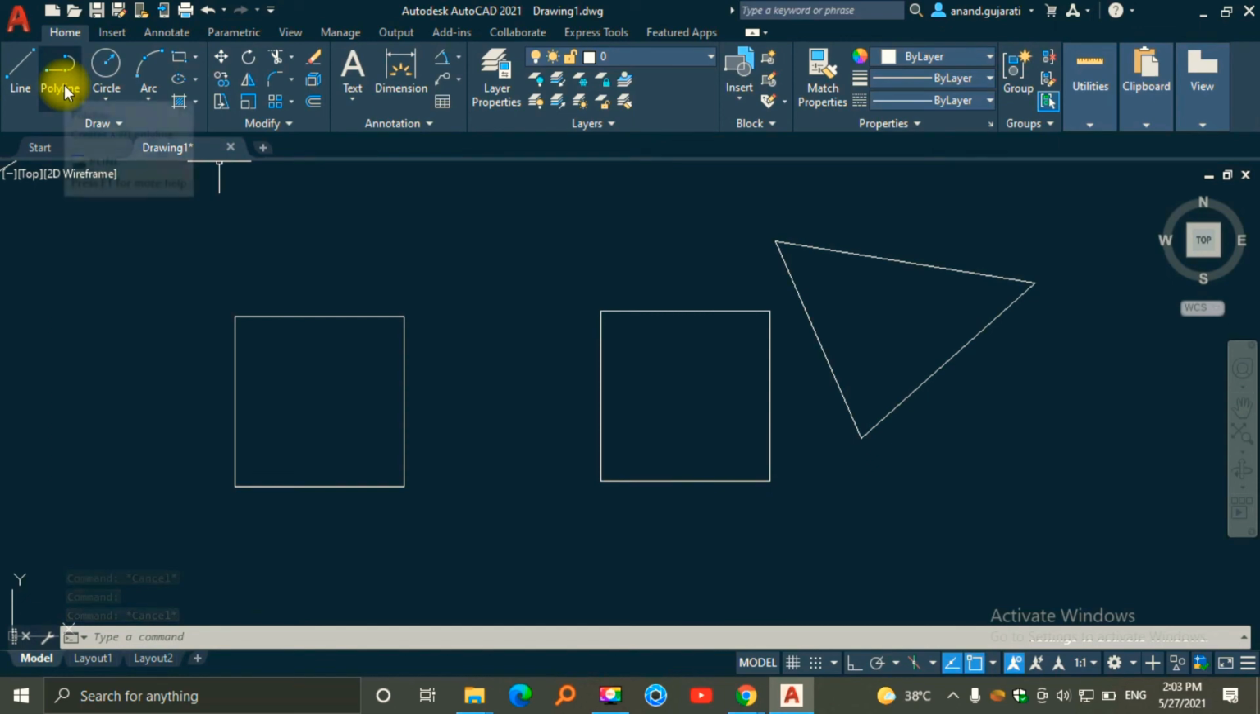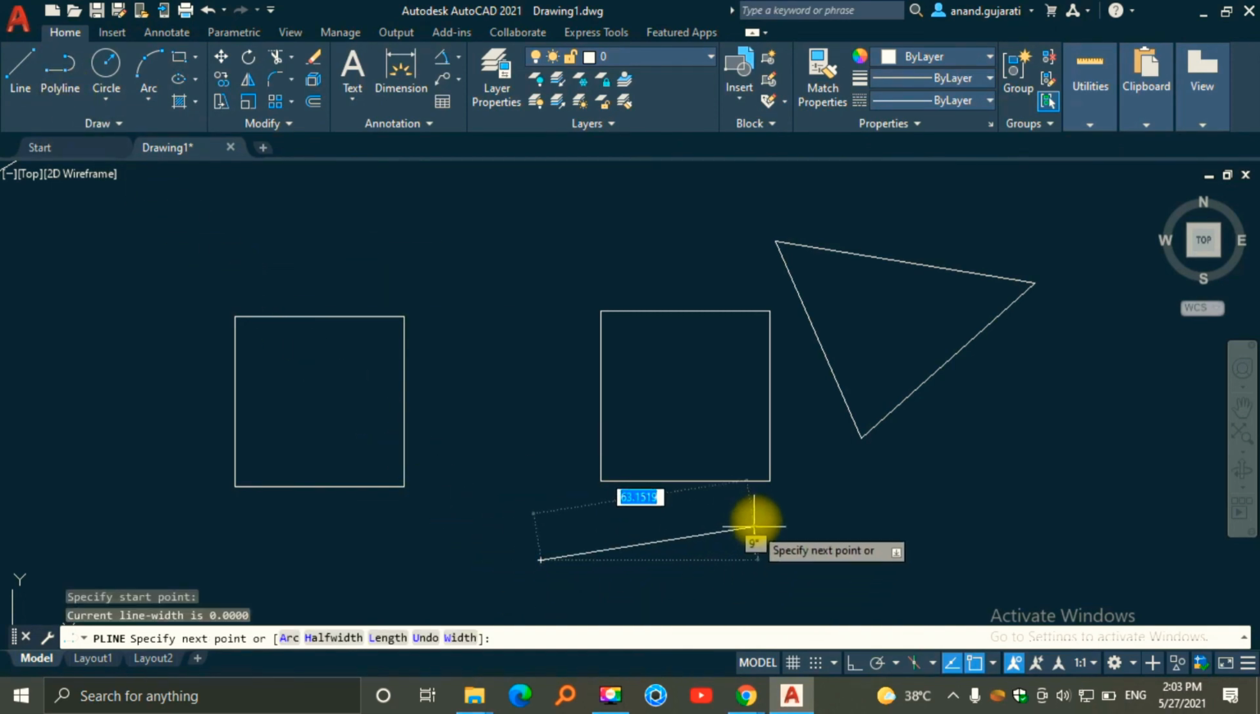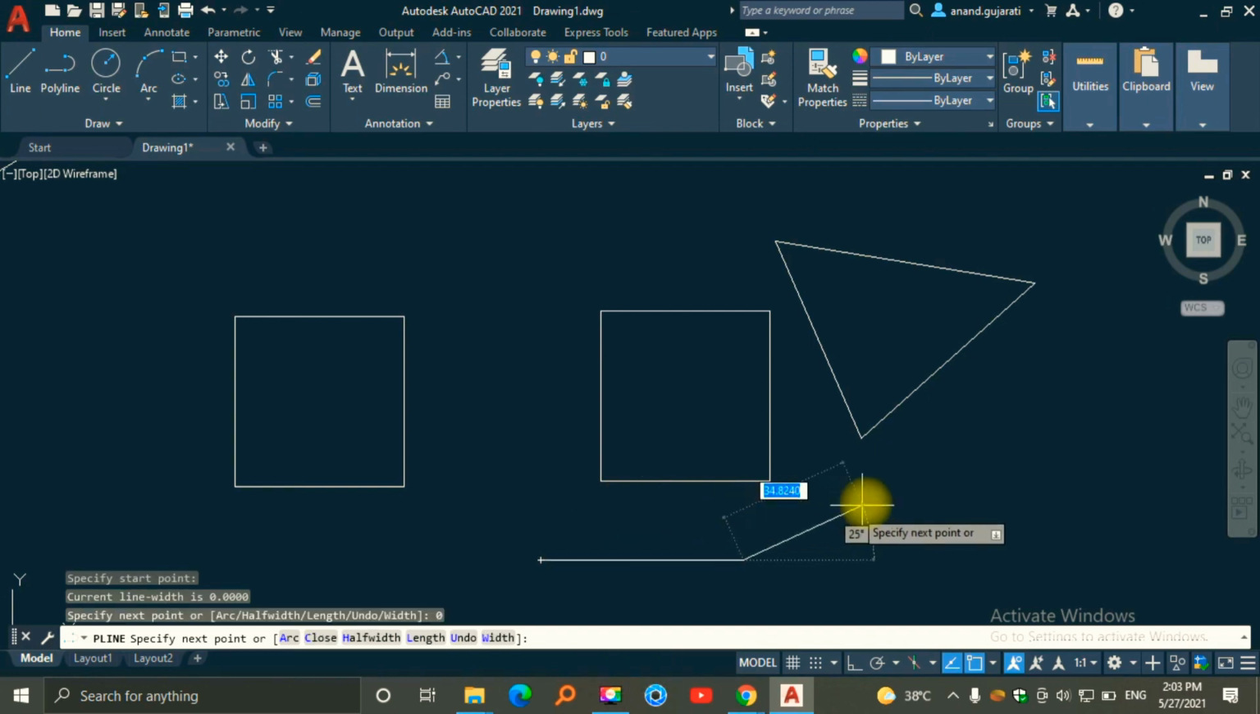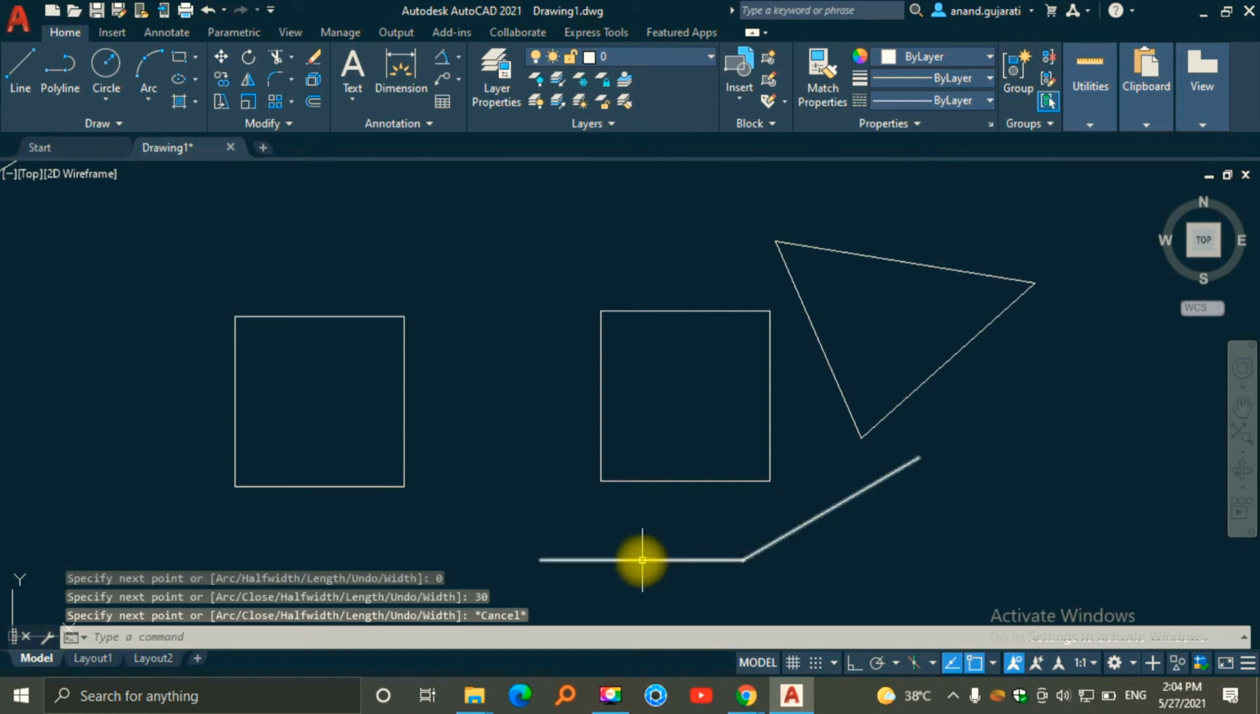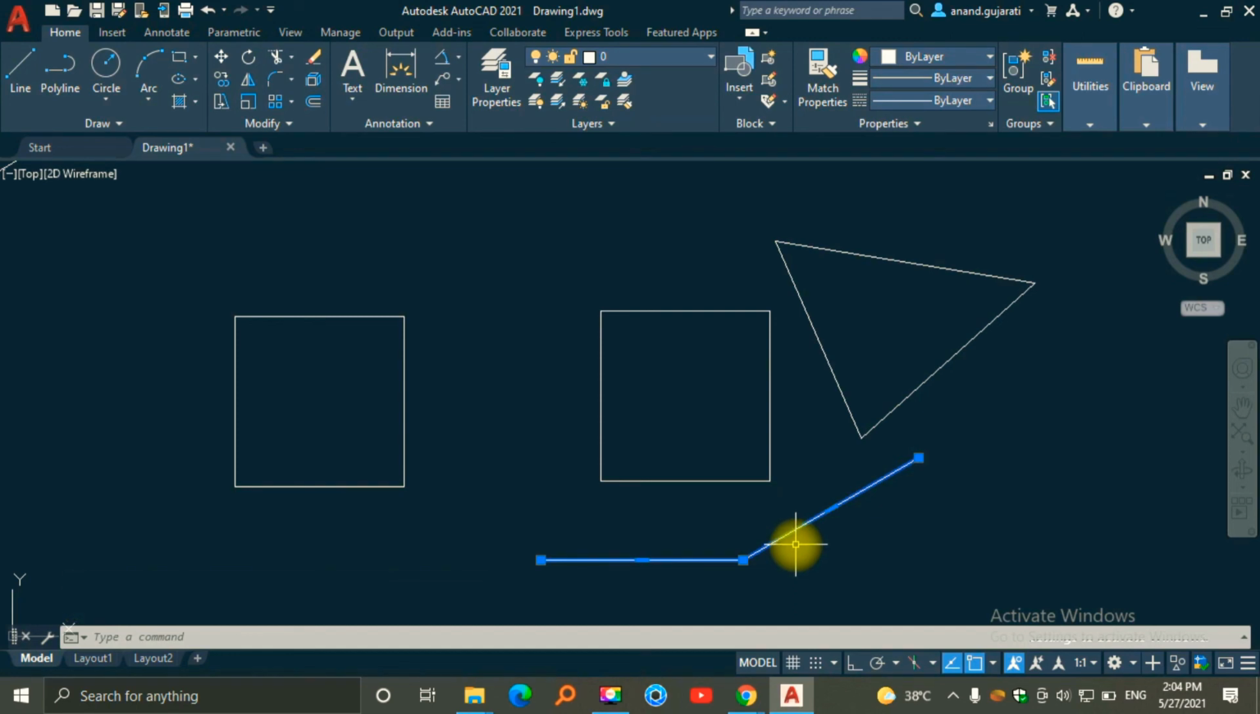How to draw any object by using polyline? It is similar to line. For example, first go to the polyline, specify the first point, then give the dimension, 60, and then press tab and specify the angle, 0. Now give 60, specify the angle 30, enter, escape. As you can see, I drew one angle of two line segments by using the polyline. It is so easy. Thank you.